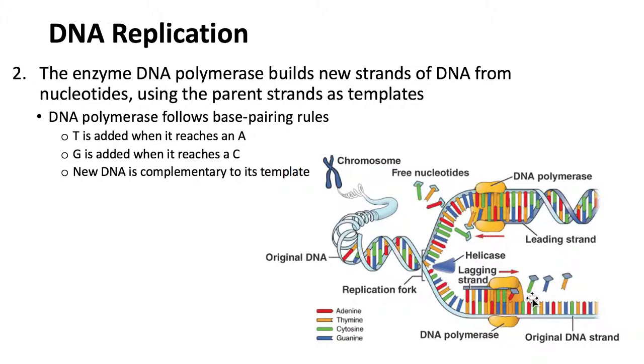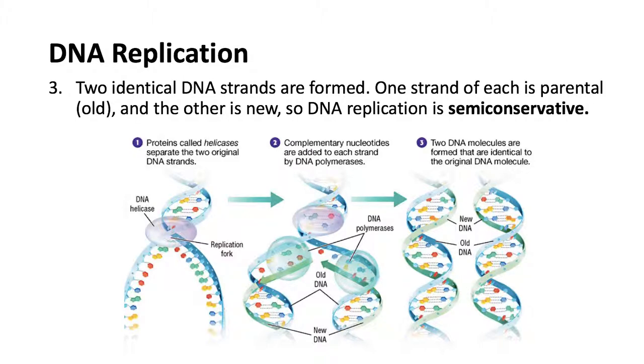So a new strand is being built in this direction on the bottom. By the end of DNA replication, 2 identical DNA strands are formed. So this was our original DNA. We unzipped it using the DNA helicase. Here's the replication fork. And we built new strands over here. This is the direction of replication on this side, and here we're building the new strand on this side.